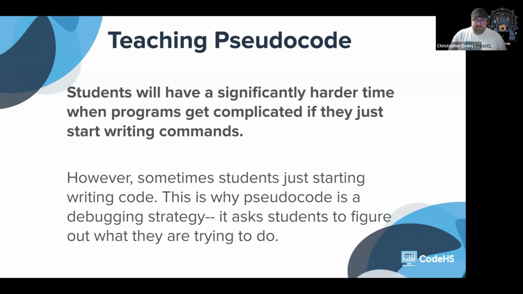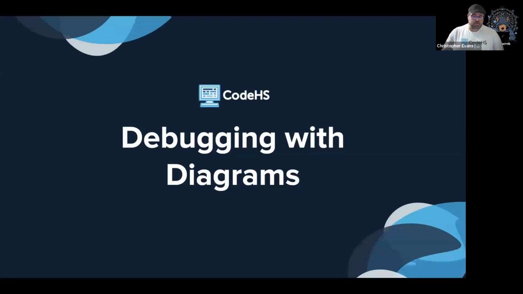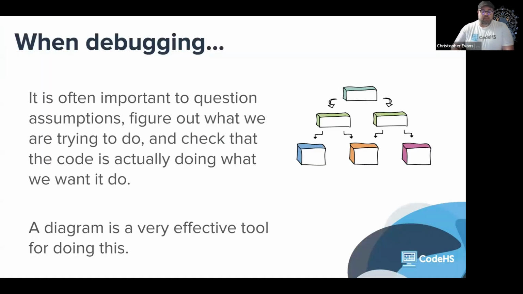If you've got one section of code that you know is not working, your students can write the pseudocode of that section and debug it that way and troubleshoot it. Another way of debugging is with diagrams, and this gives the students a visual reference for what the program is supposed to do.